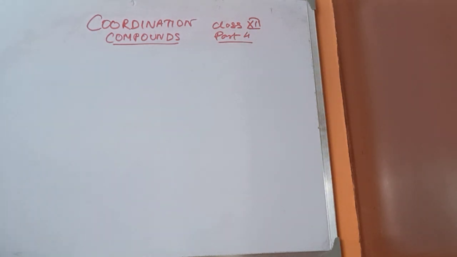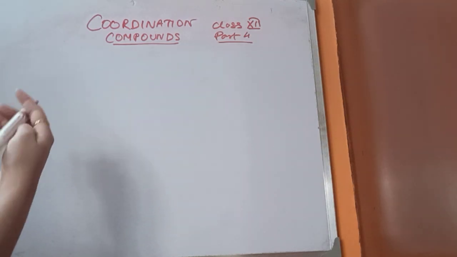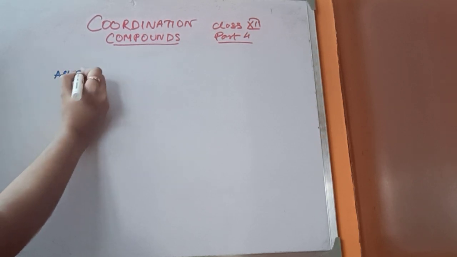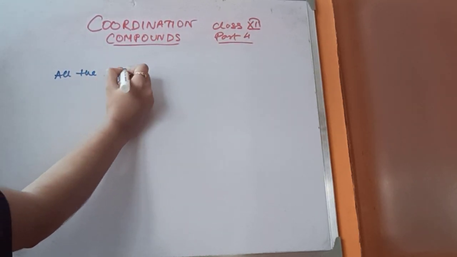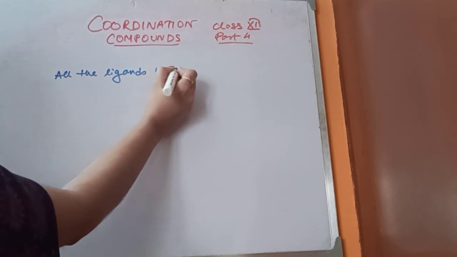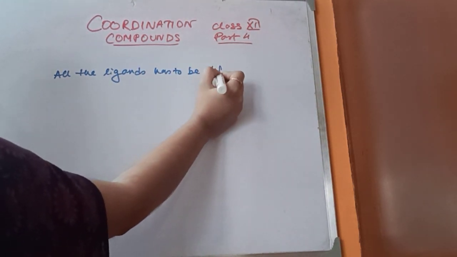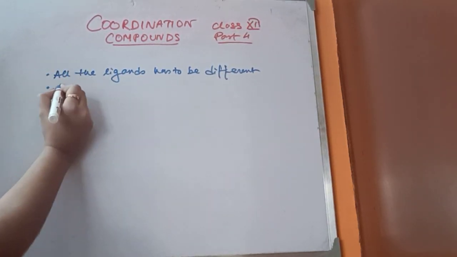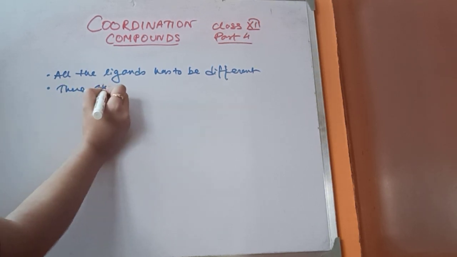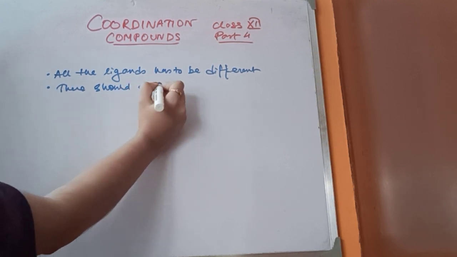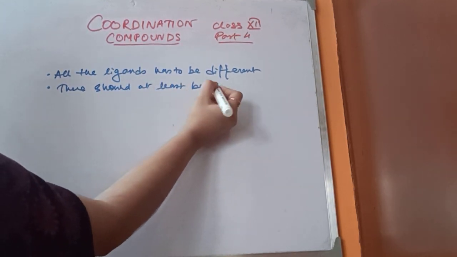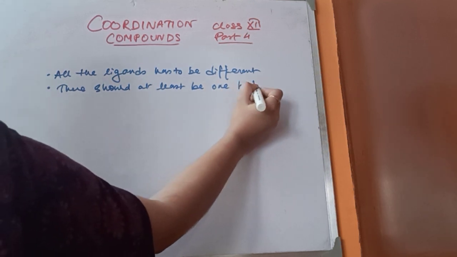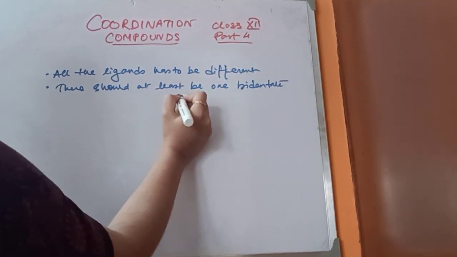So, what are the two points? Number one, for the coordination compounds to show optical isomerism, all the ligands have to be different. And the second point is that there should be at least one bidentate ligand.